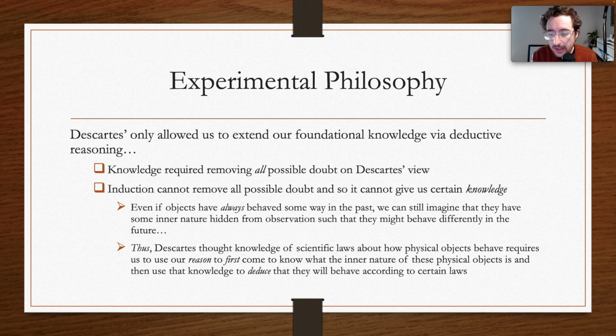knowledge of scientific laws about how physical objects are going to behave requires us not to use our senses, because our senses aren't going to guarantee that these objects are going to continue to behave in these ways in the future. So we have to use our reason to first come to know what the inner nature of these physical objects is, and then use our knowledge of its essence to thereby deduce that they're going to behave according to certain laws. So the only way we can know that they're going to behave this way in the future is by deducing it from that inner nature that will give us that guarantee. Our observations, if we try to generalize, we might be led astray, since they don't tell us the underlying essence that would lead it to behave in that way.